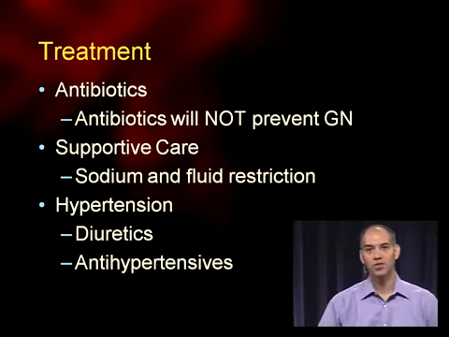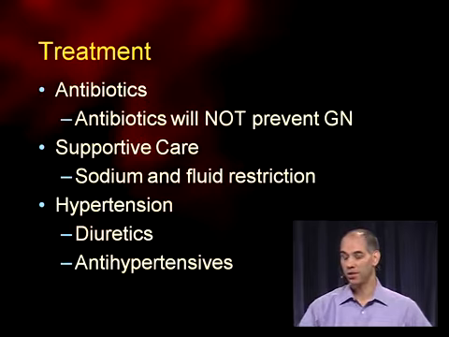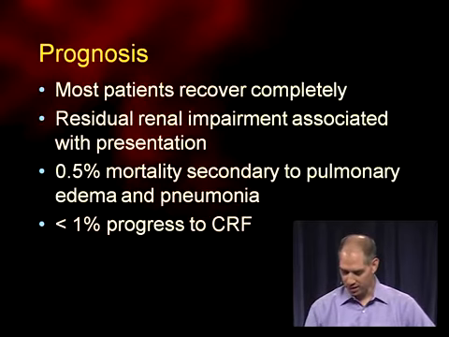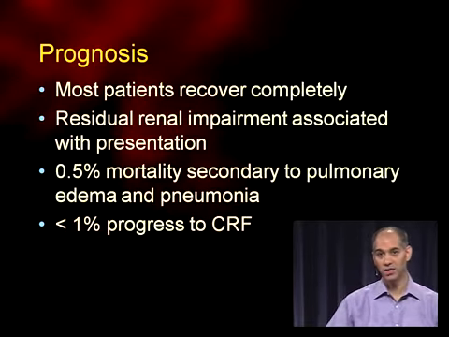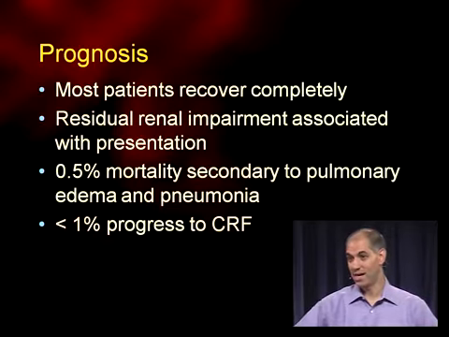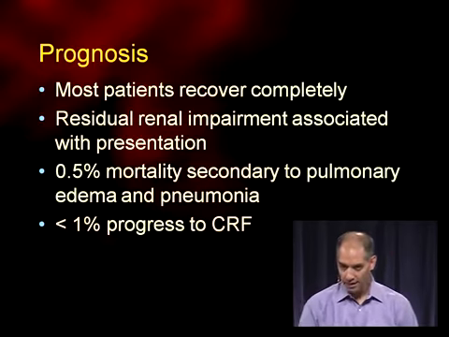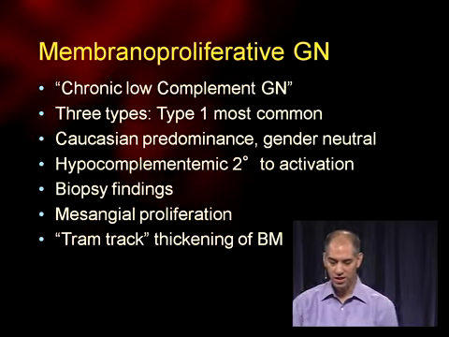As I mentioned, antibiotics will not prevent the GN, so treatment of acute post-infectious GN is supportive therapy, sodium and fluid restriction if they have edema and volume overload. If they're hypertensive, we can use diuretics to help them get rid of some of that volume or other antihypertensives. And as I said, most patients will recover completely from this. There is some residual renal impairment depending on how bad they present with, and there is about a 0.5% mortality. Less than 1% of people with ESRD have ESRD because of post-infectious GN.